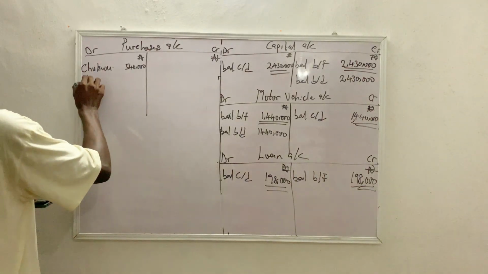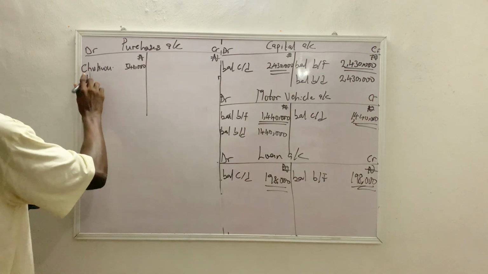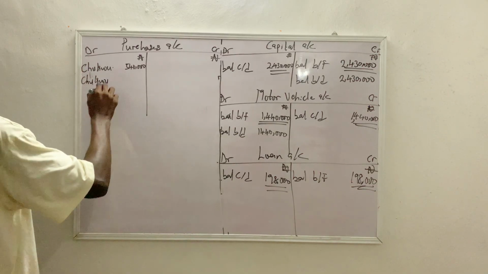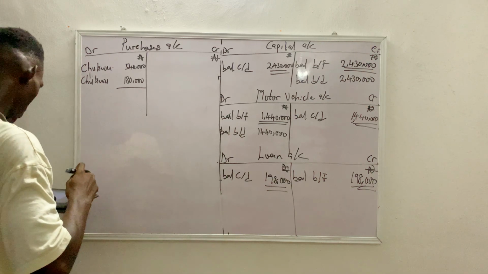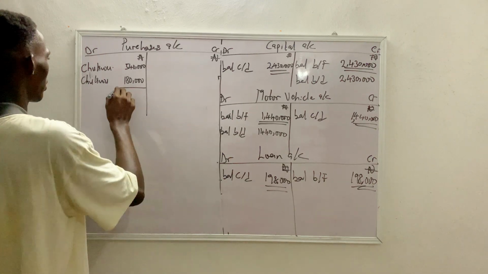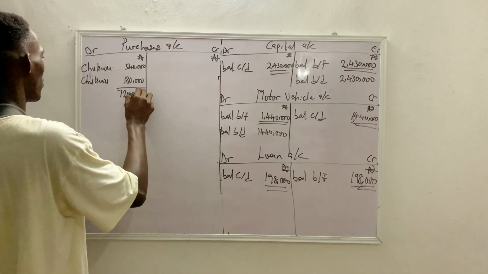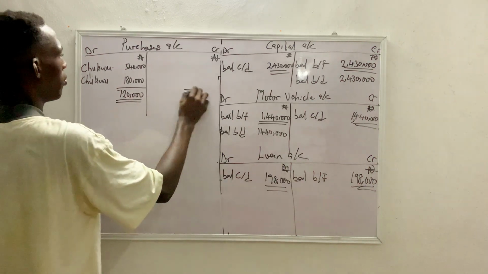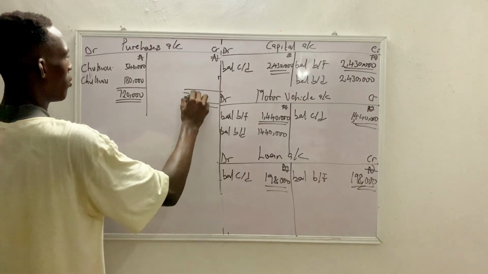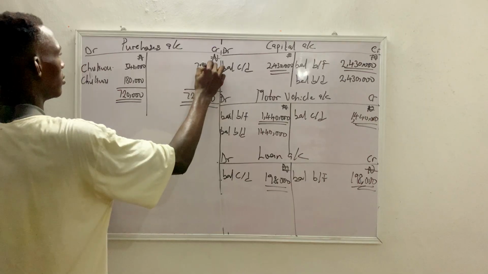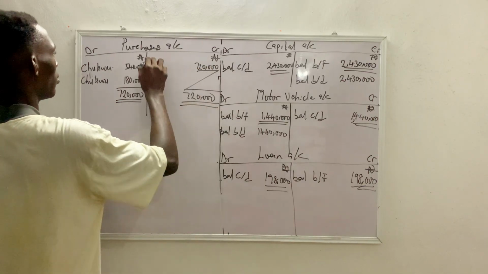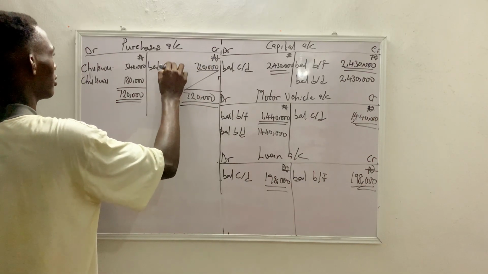Alright, so Shuku, once more, we patronize you. How much? That's 180,000. So that's all that they bought from Shuku. So the total is 720,000. This will be our balance carried down.